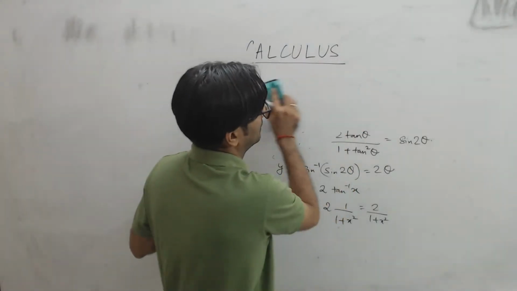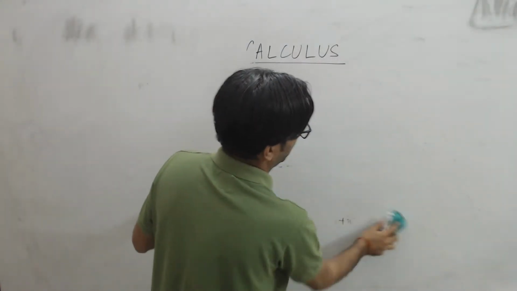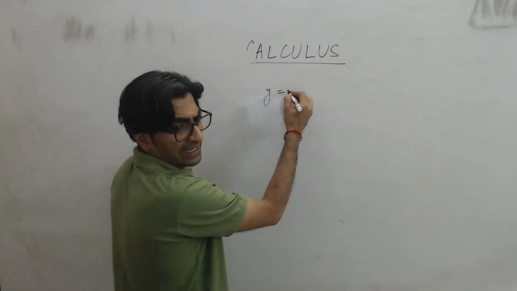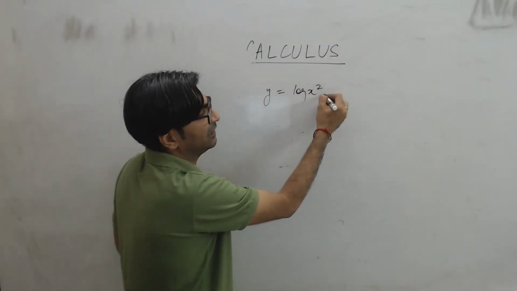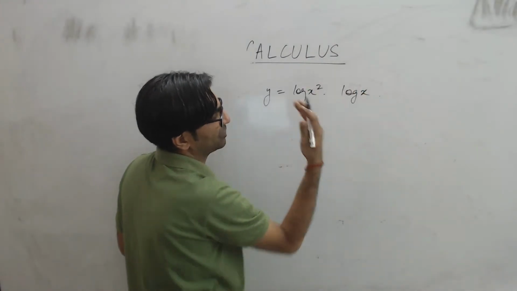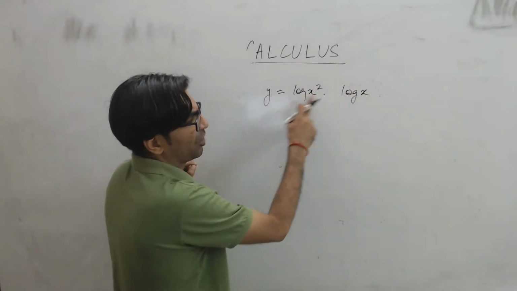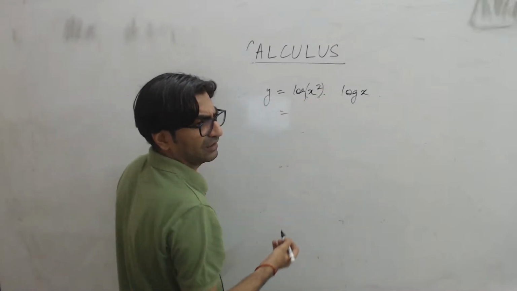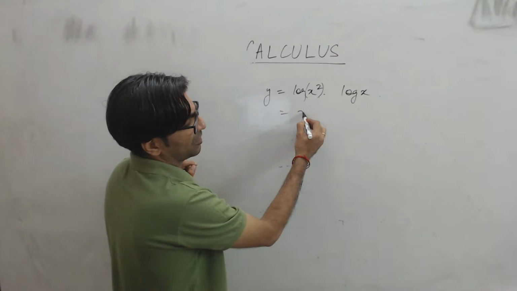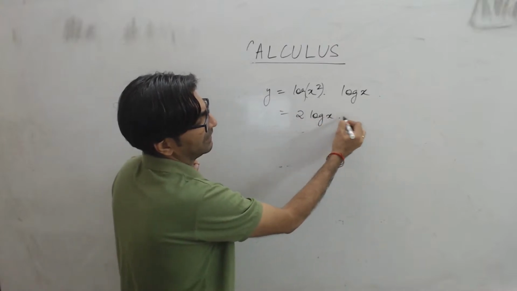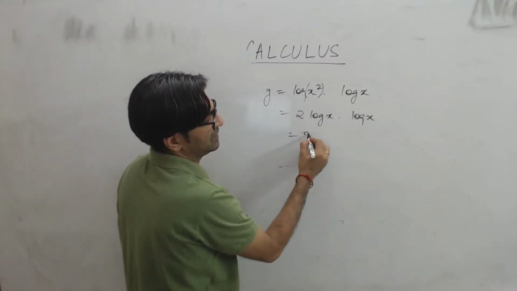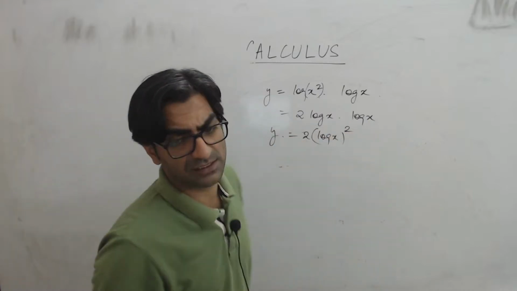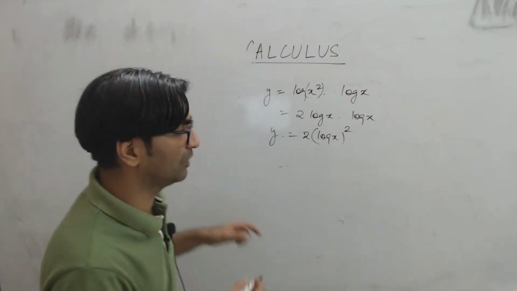As I said, it's a fairly straightforward question if you know your logarithms, because what is y given as? Log x square into log x, right? Even though it's written in brackets, you know that this is log into log. And whenever you have an exponent inside the radicand, the power comes out. So this becomes 2 log x into log x, which obviously reads as 2 log x the whole square.